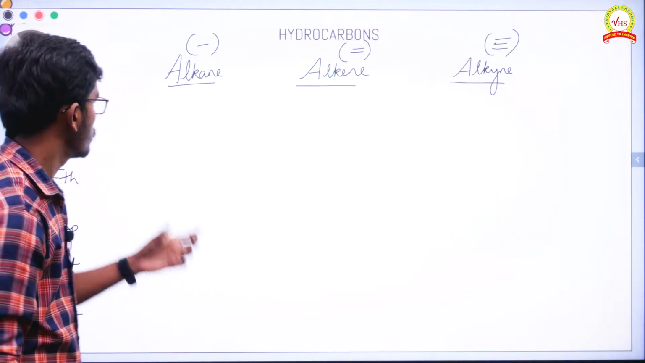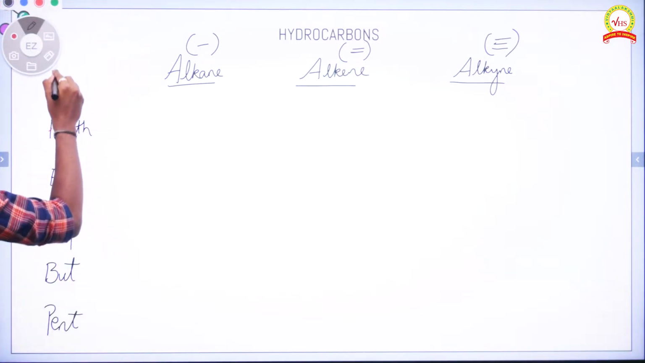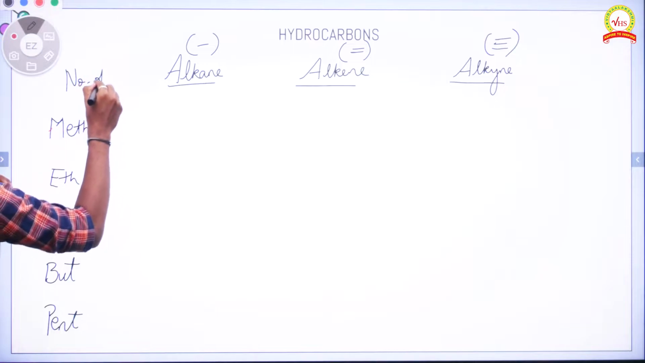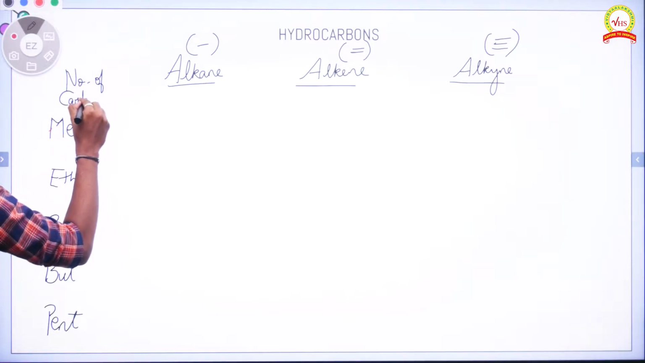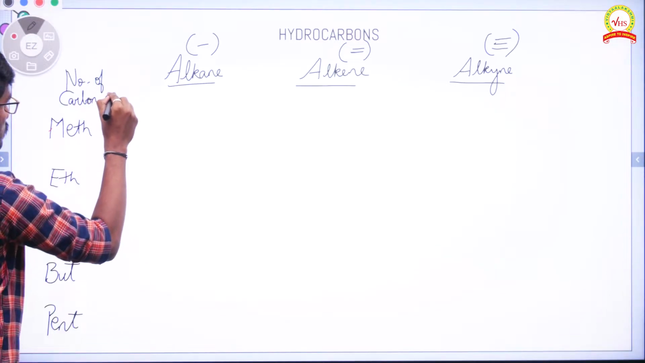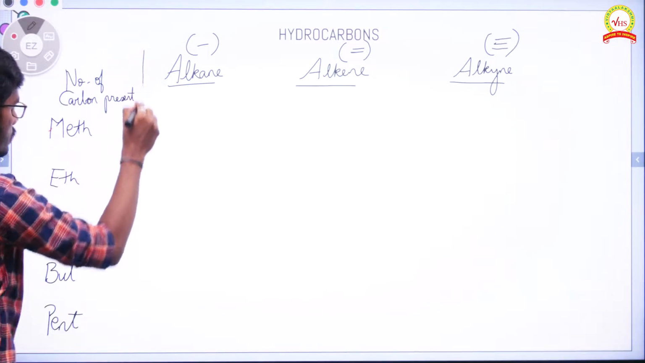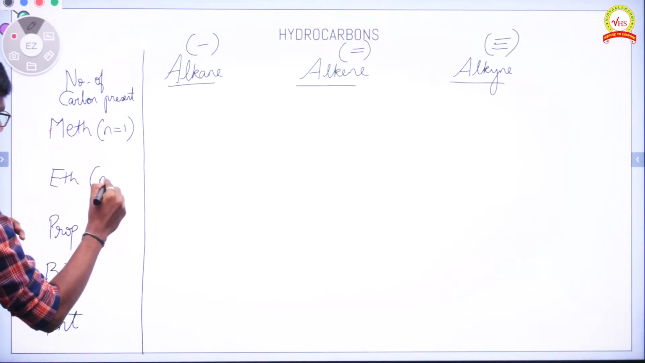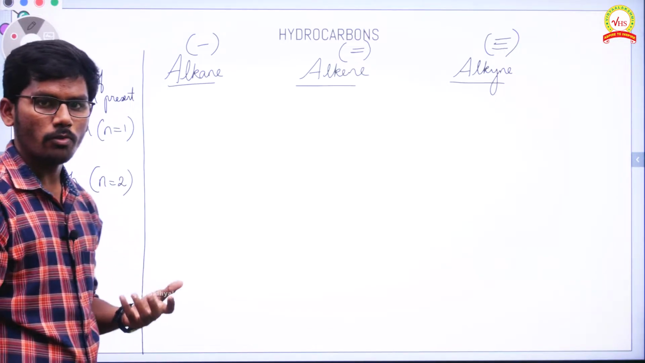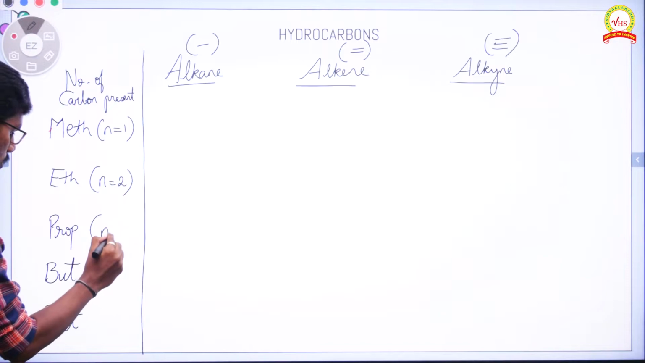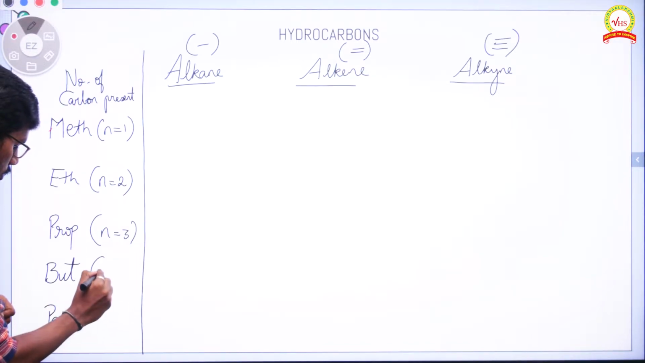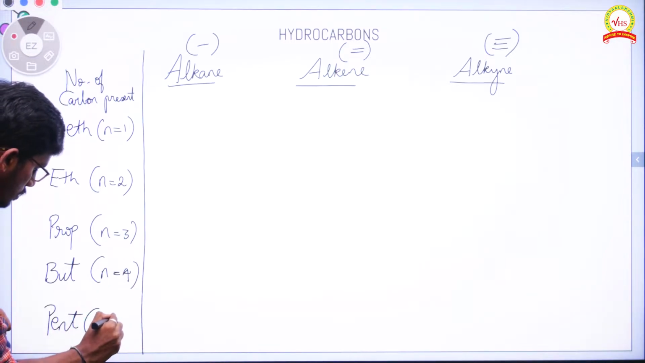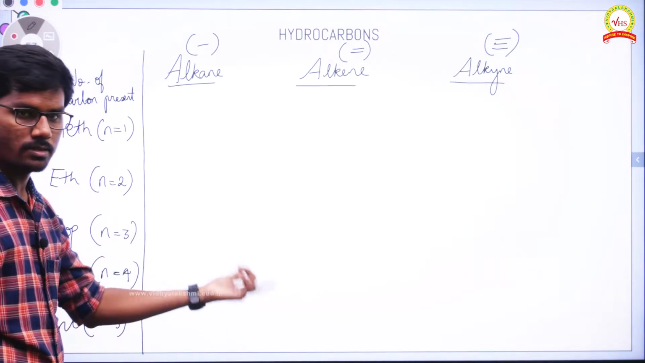So these are the prefix words to be given to the compound based upon the number of carbon atoms present in that compound. Okay, so let me write it here clearly. Number of carbon atoms present. For meth, n is equal to 1, and for eth, n is equal to 2. N represents the number of carbon atoms. For prop, n is equal to 3, for but, n is equal to 4, and for pent, n is equal to 5. The remaining things we will discuss in the next slide.